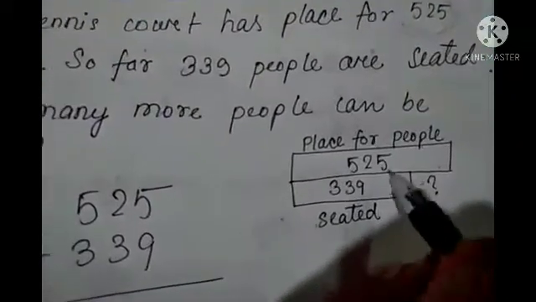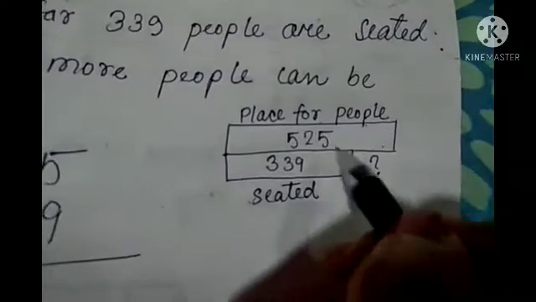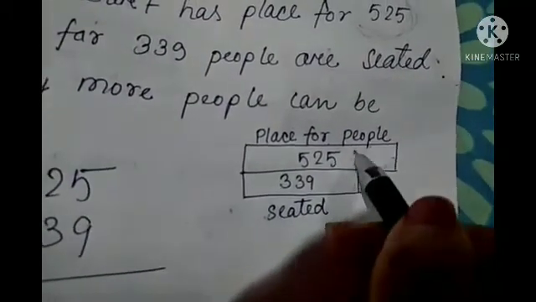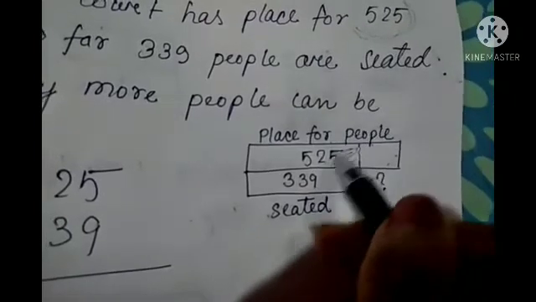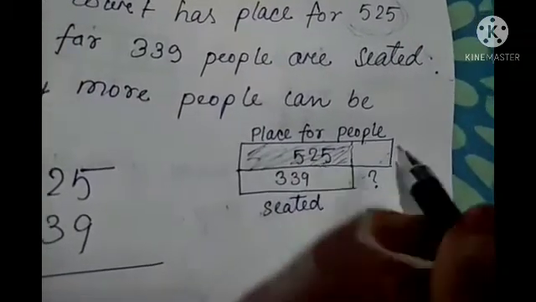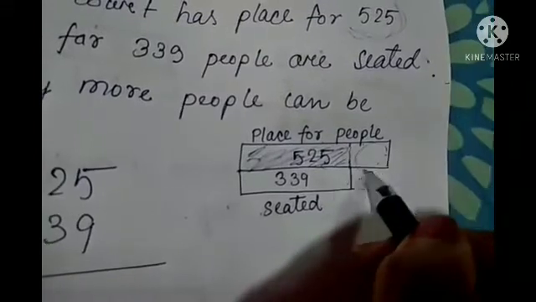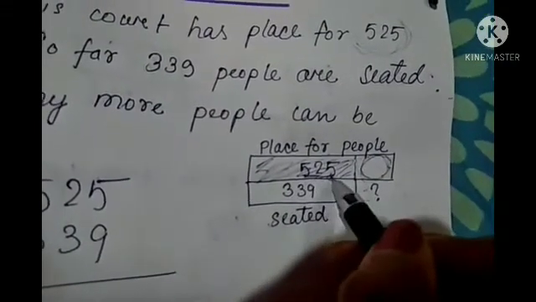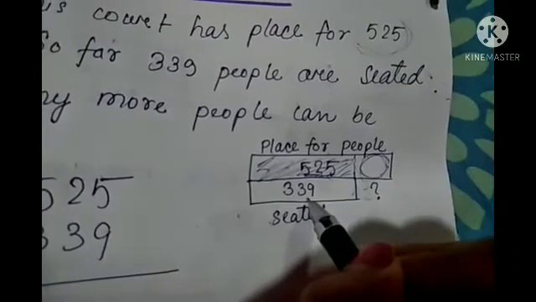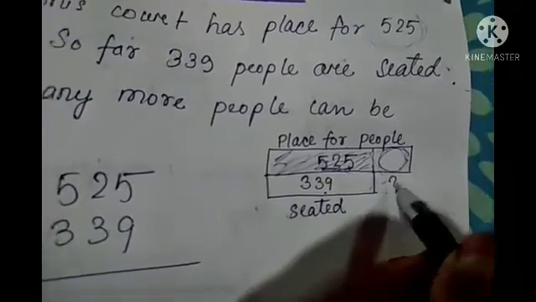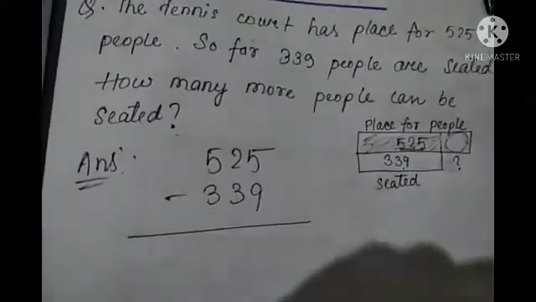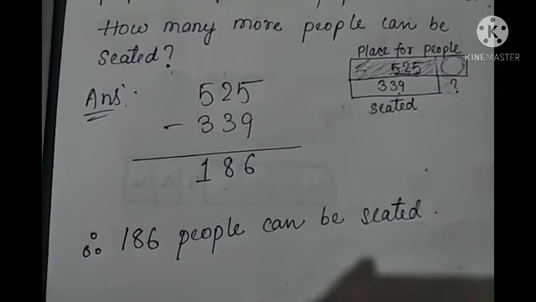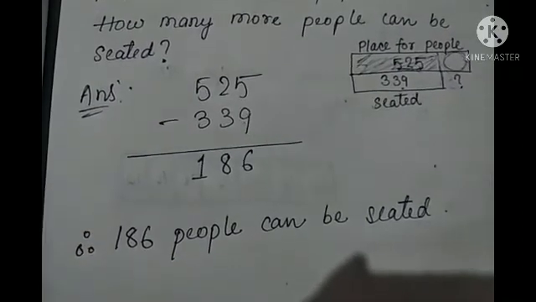You can see, students, if I show you this model properly, this is the total seat capacity, right? And this much already filled. That means from here this much area is already filled. So how much is left? This much. So to find this, what do we have to do? From this total seat capacity we have to subtract this, then we can get this easily, right? So after subtraction you will get 186, and then you have to write therefore 186 people can be seated.